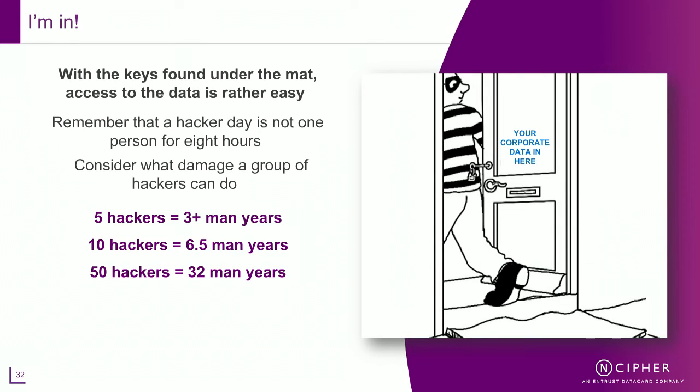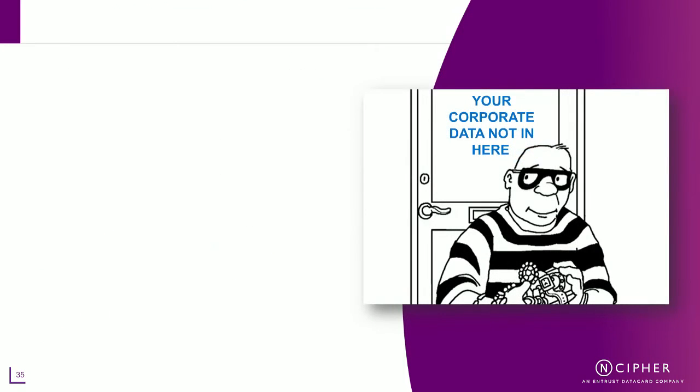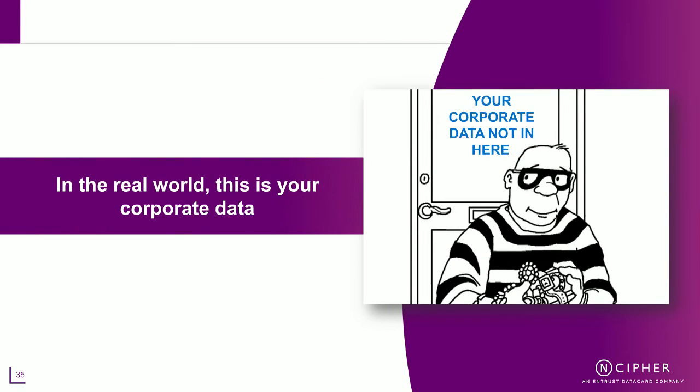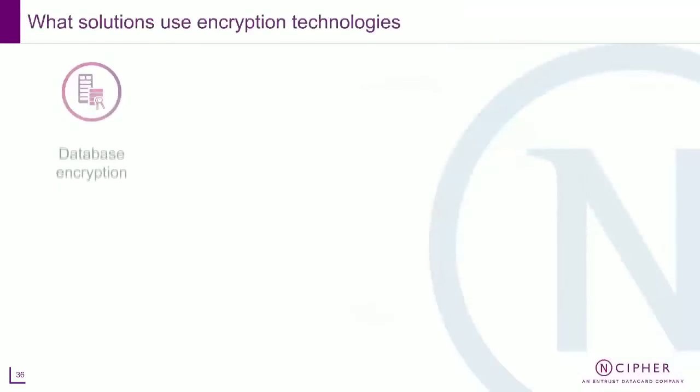And let's say it's a nation state. I've got 50 hackers. That's 32 man years inside your network. And this also assumes that they're working union time rules, which they probably aren't. And once they get in, they've got your information and your reputation. That's the bad part about this.